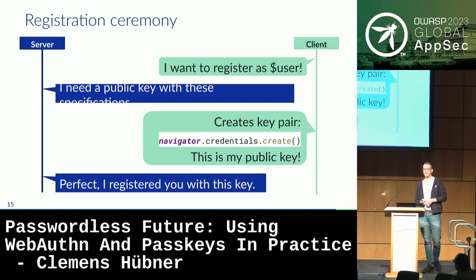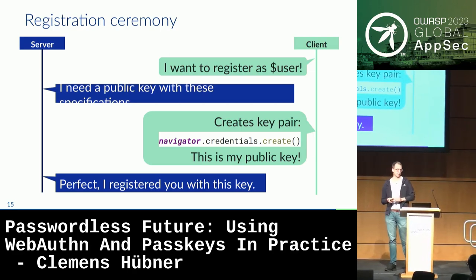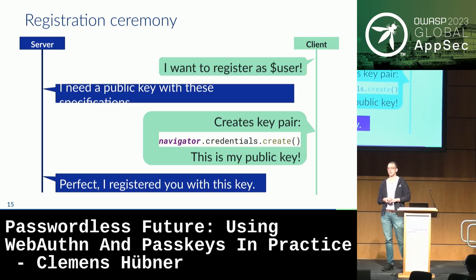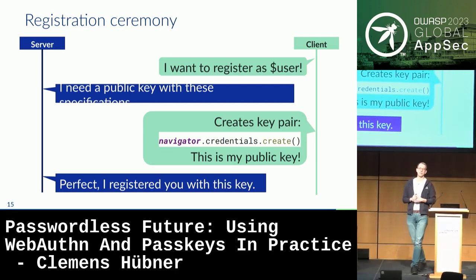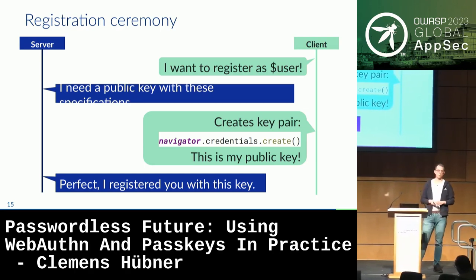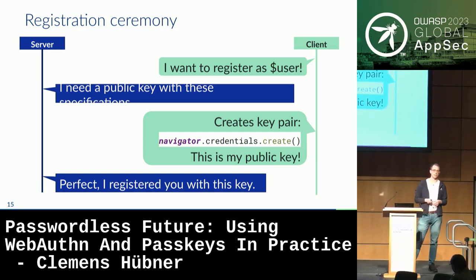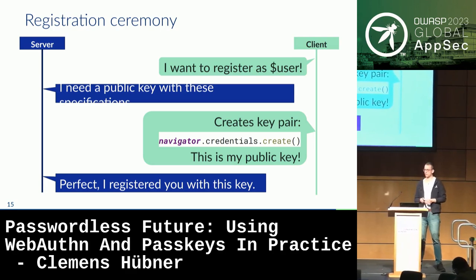The server says, okay, cool. Then I need a public key from you. The server can give some specification, what protocols should be used, what is suitable here, what authenticators are allowed to use here. And the client takes this information and calls this JavaScript API. So that's basically all that is done in the web application on the client side. We take the specification of the server and we put it into this navigator credentials create API. And that's all that is done in the JavaScript web app itself.